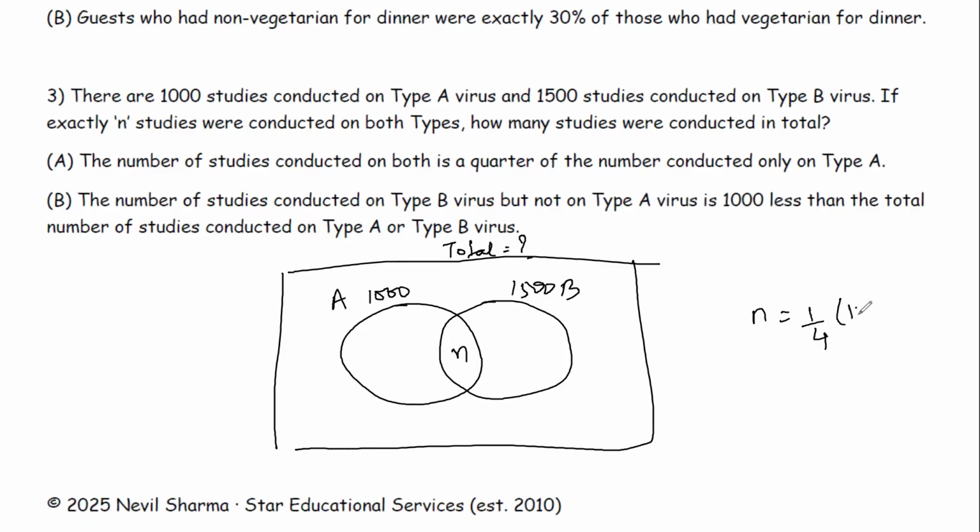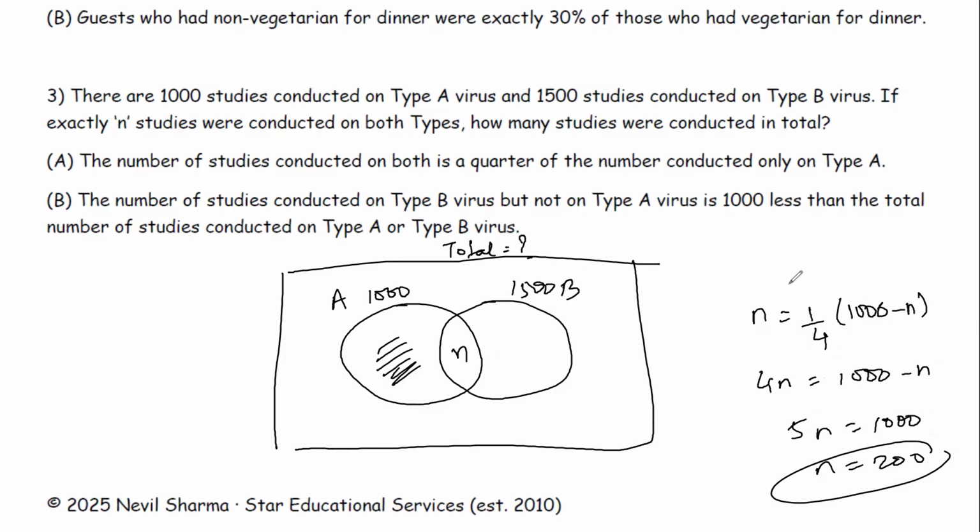Only type A is obviously 1,000 minus n, right? This region becomes 1,000 minus n. So we got 4n is equal to 1,000 minus n. So 5n is equal to 1,000. So n is equal to 200. So it's important that you are able to translate the wordings into an expression like this, right? If you don't get this, then you don't get this answer. So once you get n as 200, then we know this is 800. And once that is 800, then we know this is 1,500. So this is 1,300. So the total is 2,300. Got it? Yeah?